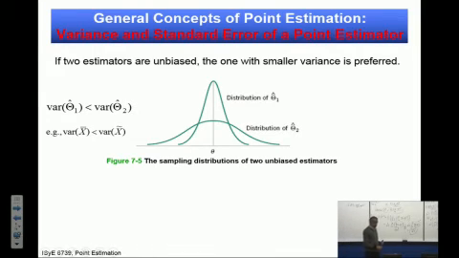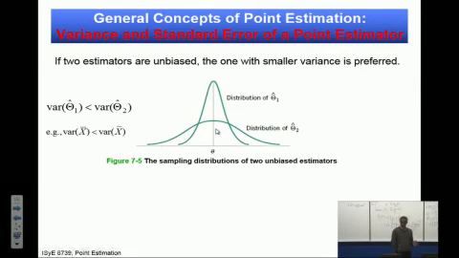So now let's say we have two unbiased estimators. Both of them are good because both of them are unbiased. Which one would be a better estimator, theta hat 1 or theta hat 2? Definitely theta hat 1 because it has less variance. It's more precise. Both of them are accurate, but this one is more precise. So we need to find the variance of the estimate. That's the second criterion.